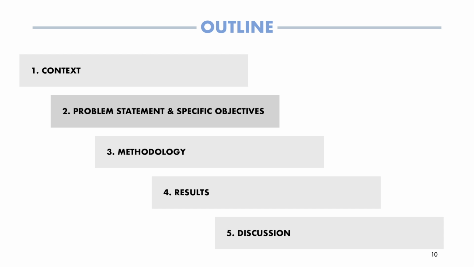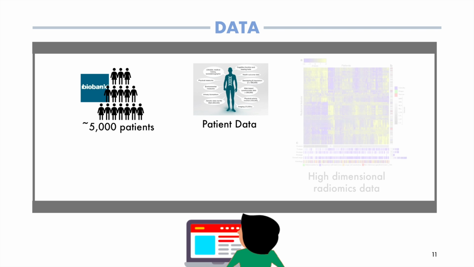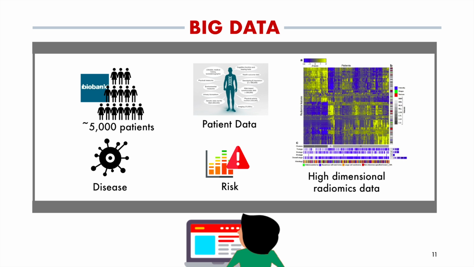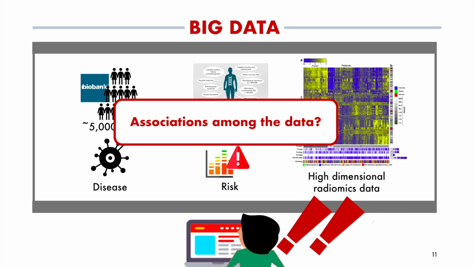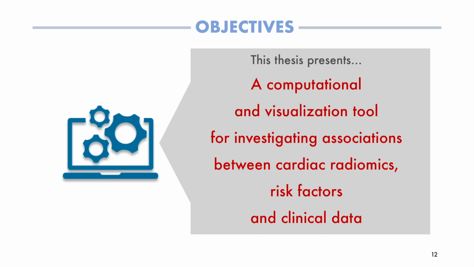Problem statement and specific objective. When data from a large number of patients, and each patient has a lot of information, with high-dimensional radiomics data, risk score, and disease, the data becomes big data. How can we find the association among them? This thesis presents a computational and visualization tool for investigating association between cardiac radiomics, risk factor, and clinical data.